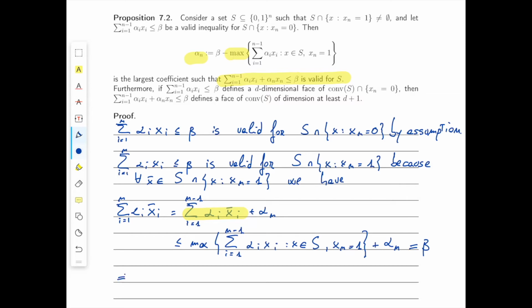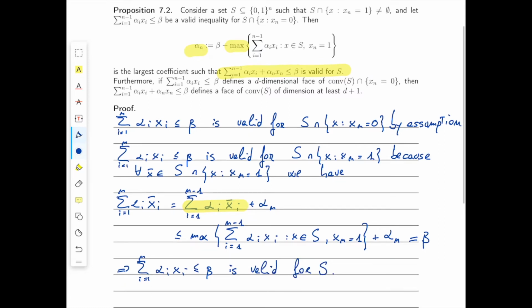Therefore, we have shown that the sum for i equal 1 until n of alpha i xi less than or equal to beta is valid for capital S. Great, so this is the first thing we wanted to show.